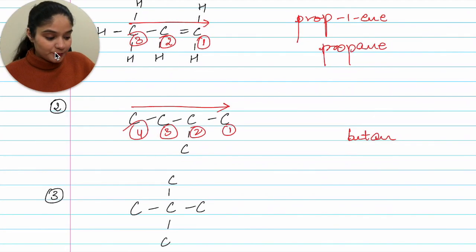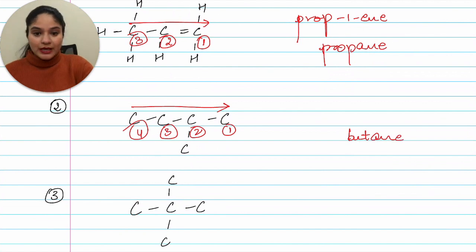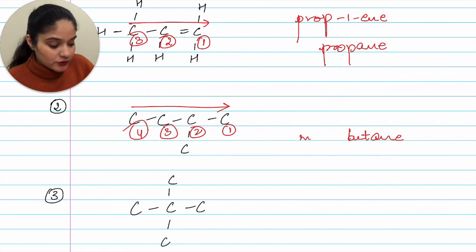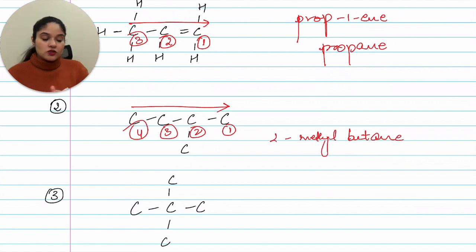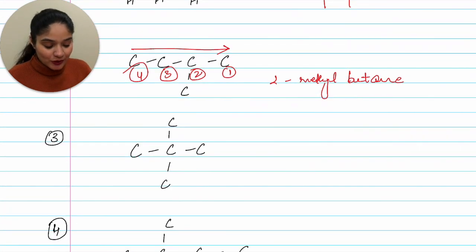Okay. So this is butane. Then at the second carbon you have a methyl group. So how will you write it? You will first write methyl, and then you give it the position. So 2-methyl butane. Easy. Let's move on.